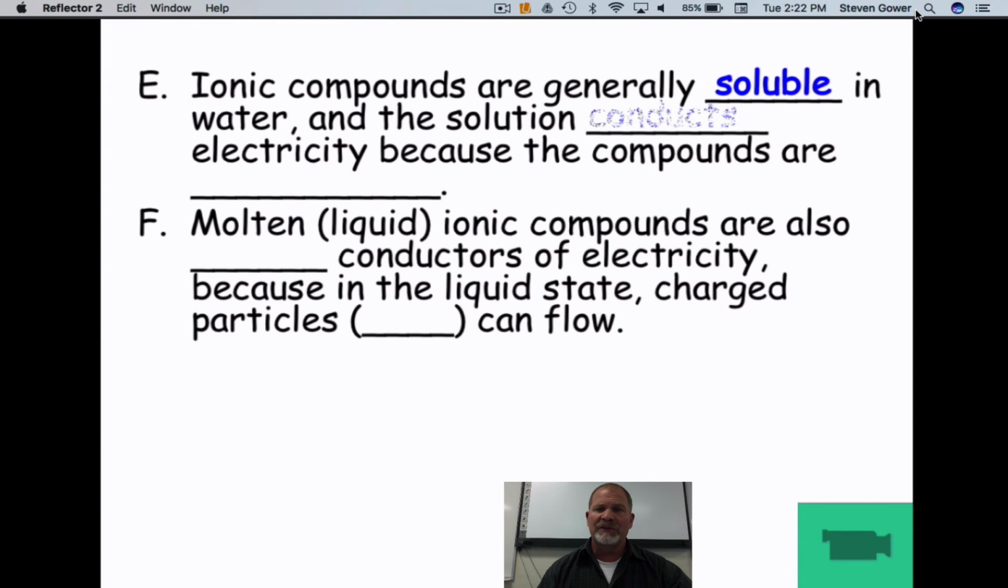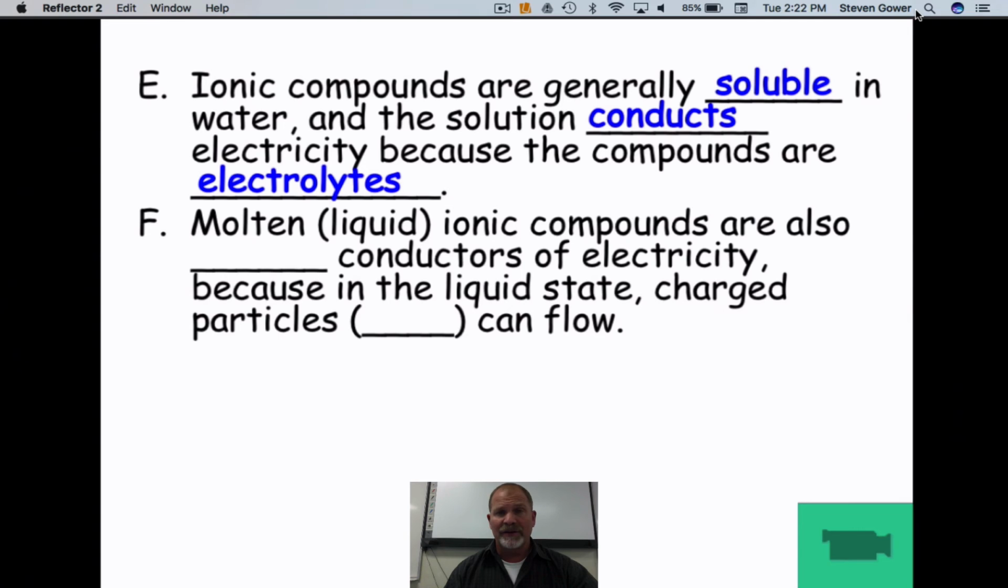Ionic compounds are generally soluble in water. The solutions conduct electricity well. They will not conduct electricity in the solid state though. But in liquid state, they have electrolytes. Ions have the ability to flow and conduct electricity.